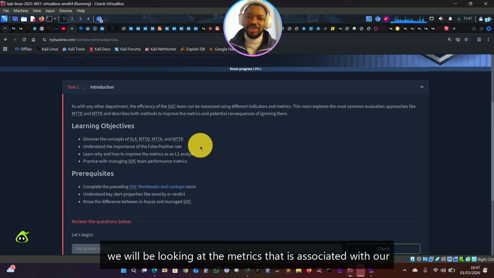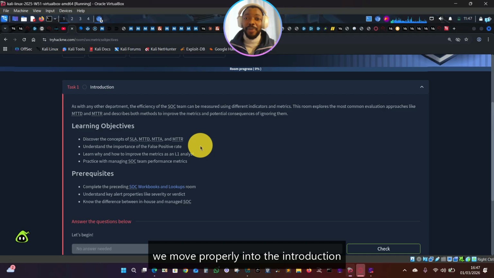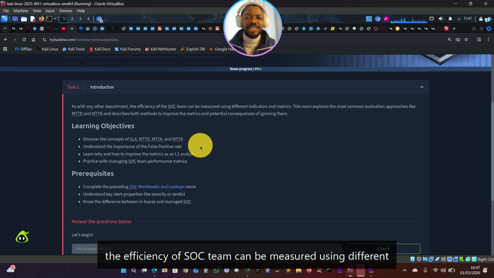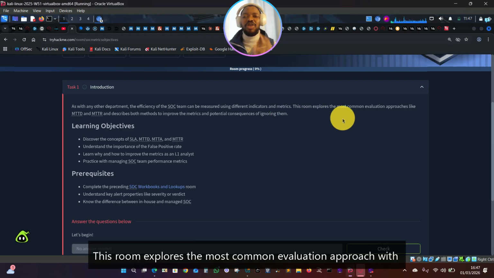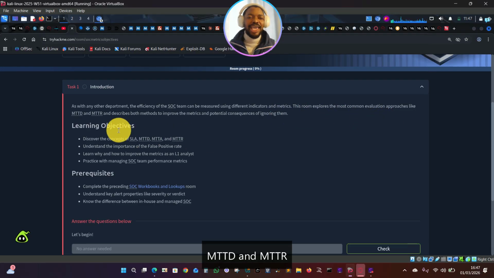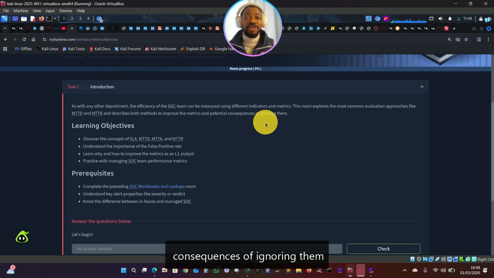Moving into the introduction today, we will be looking at the metrics associated with our alert triaging and reporting, and also the objective. As with other departments, the efficiency of a SOC team can be measured using different indicators and metrics. This room explores the most common evaluation approach with MTTD and MTTR, and describes the methods to improve the metrics and the potential consequences of ignoring them.